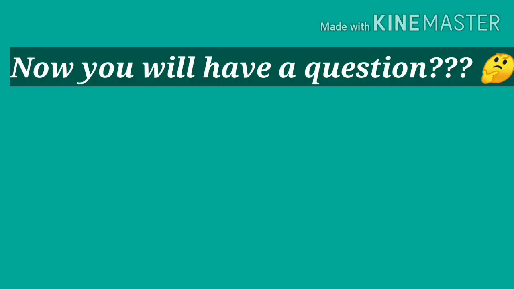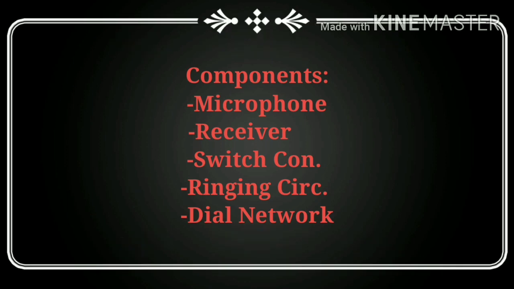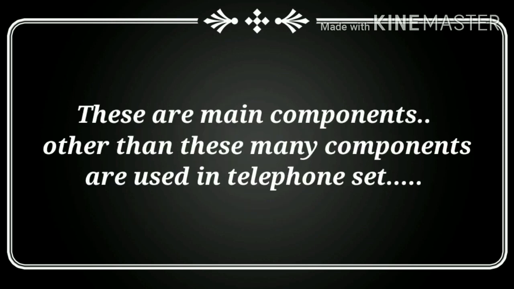Now another question in front of us is which components are used in a telephone set. First is the microphone, receiver, switch connection, ringing circuitry, dial network, LCD, flip-flop circuit in dialer, OPMP circuit and transmitter. Guys, this is not enough for a telephone set. There are other components also required, but these are the main components which we should know about.